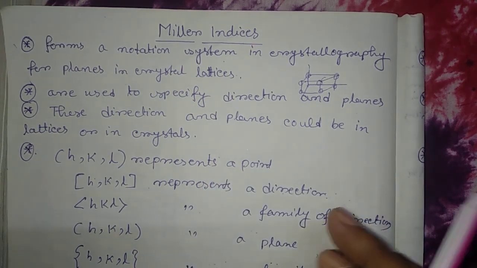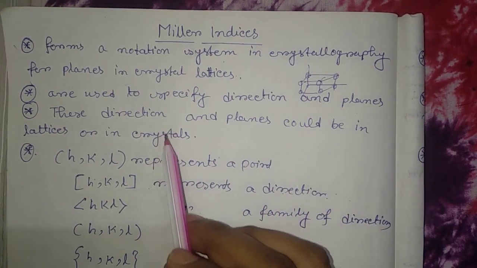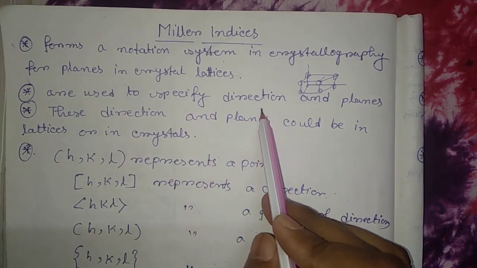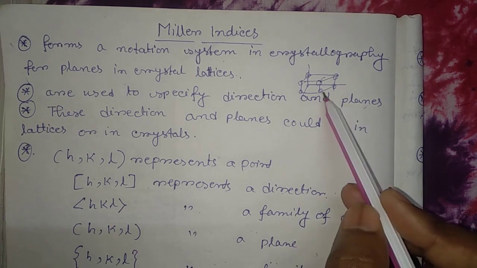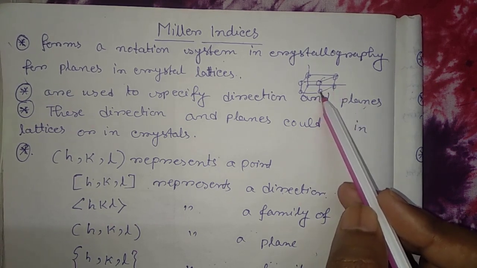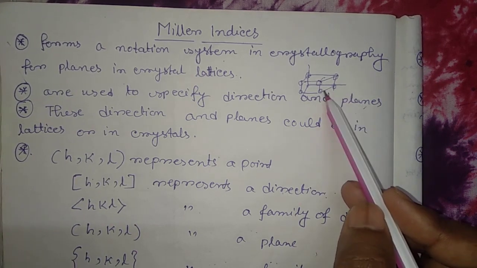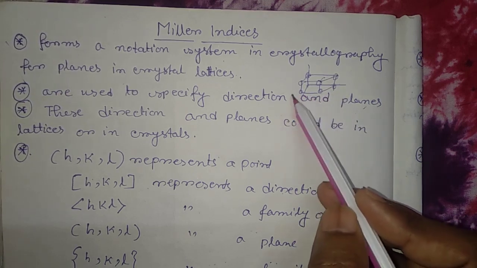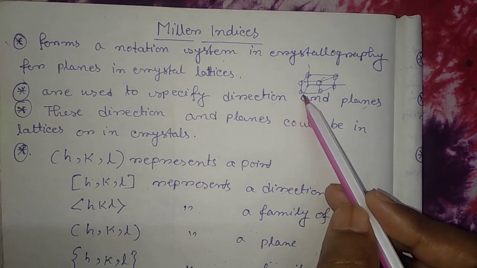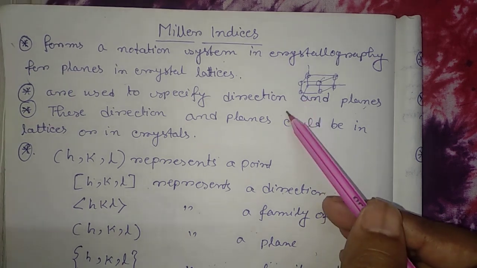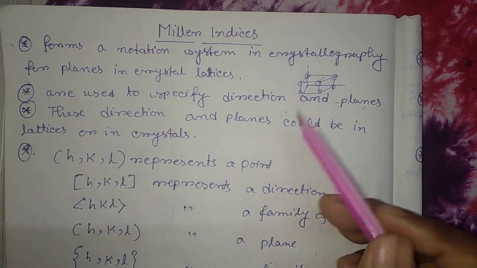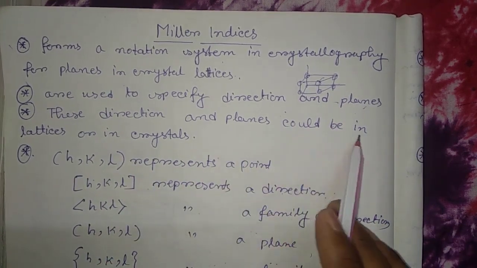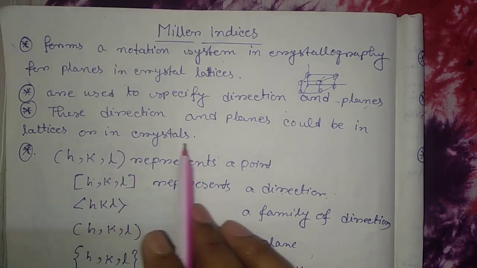And why is it used? To specify directions and planes. These atoms are arranged in a particular direction and plane, so Miller indices are used to identify the direction and planes of those atoms. These directions and planes can be used in a lattice or in a crystal.